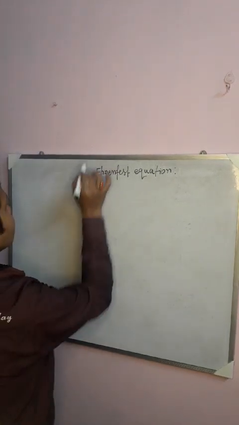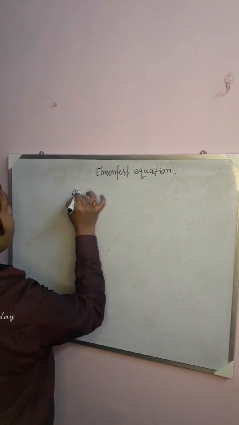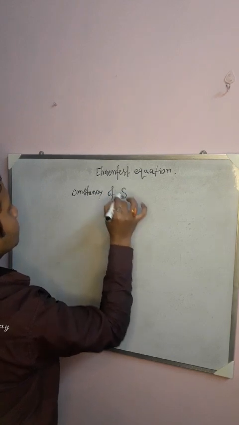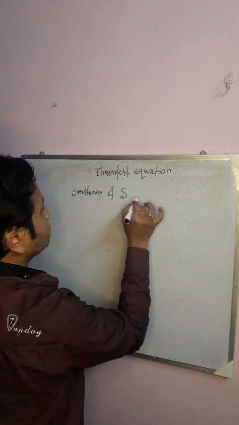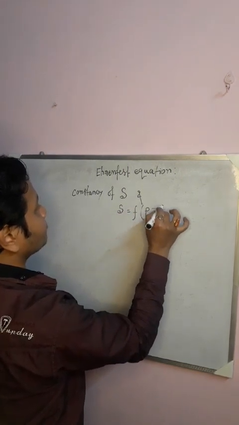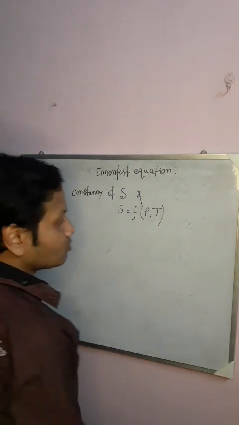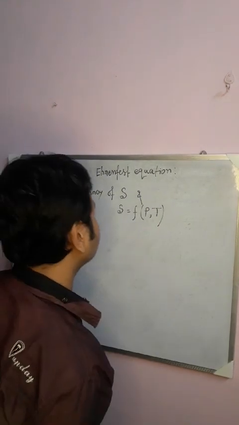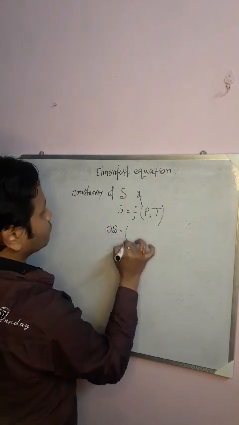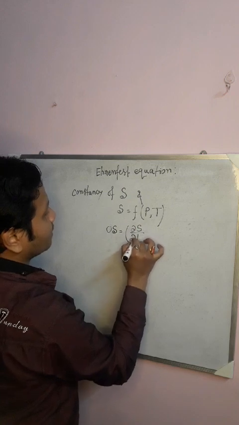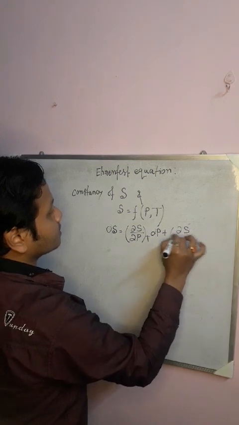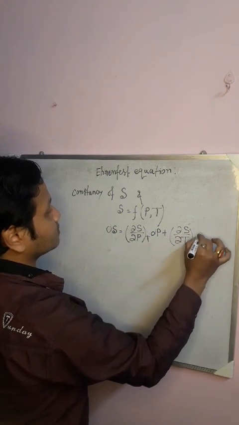So let us assume the constancy of entropy at first. We assume the constancy of entropy, and we take entropy as a function of pressure and temperature. Now what will be my dS? My dS will be (del S del P) at constant temperature dP plus (del S del T) at constant pressure dT.